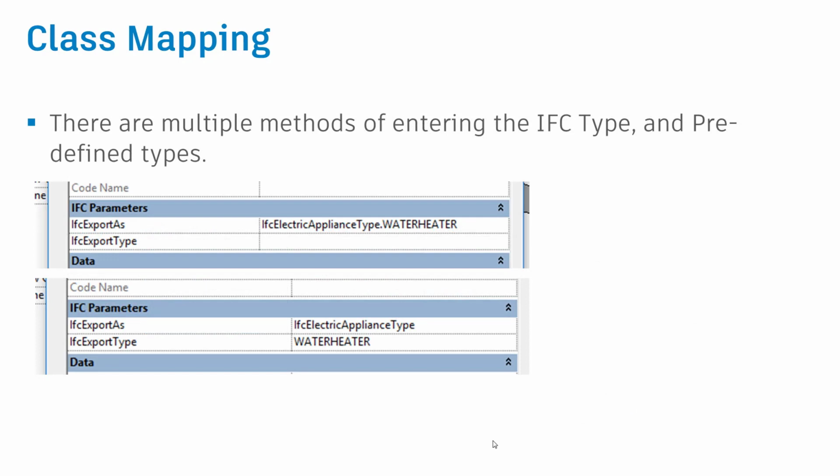There are multiple ways, as I said. You can do it in 2 parameters or just 1. So if you're doing it using 1 parameter, the IFC export as parameter, you can enter it, so you've got electrical appliance type, and then put a full stop, and then the type behind it. Or you can enter it over 2 lines and use the IFC export type parameter.